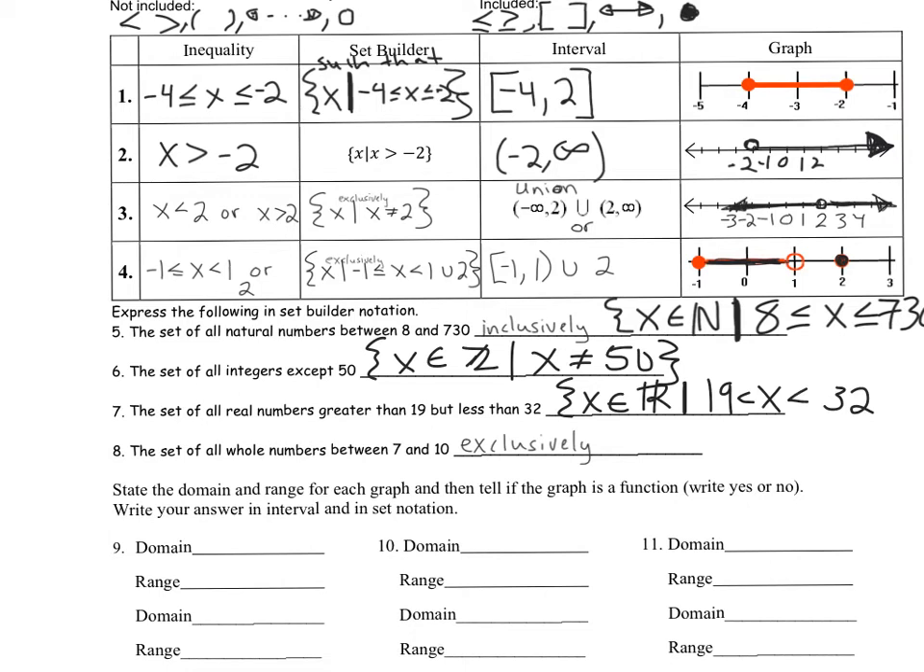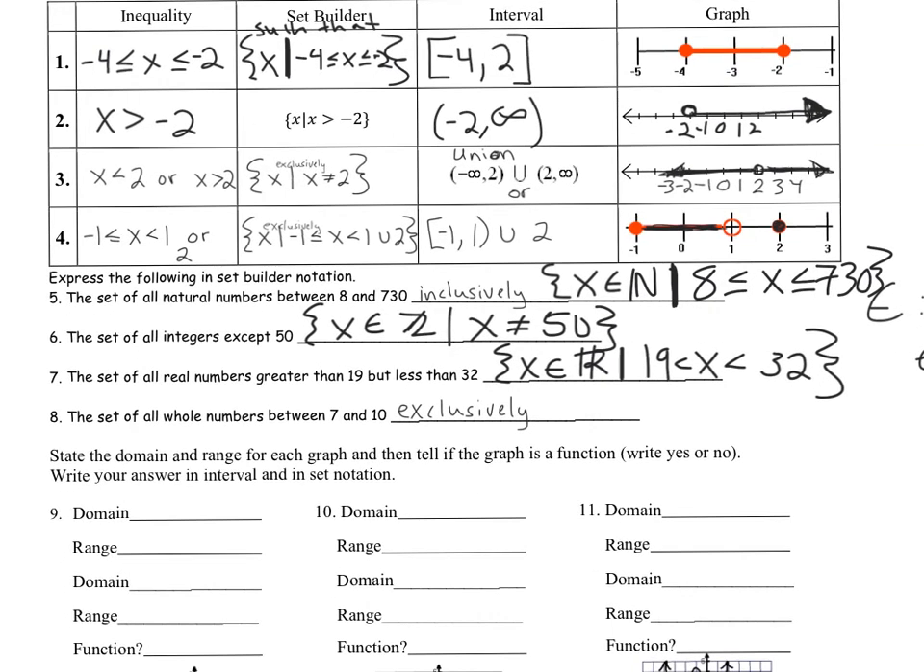And you'll notice here that we're not including them, right? It doesn't say that it's greater than 19 and 32 inclusively. It just says, hey, x is going to be bigger than 19, but x is also going to be less than 32. So that is why we only have our less than symbols.